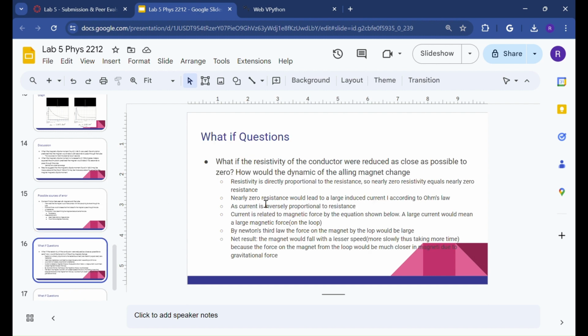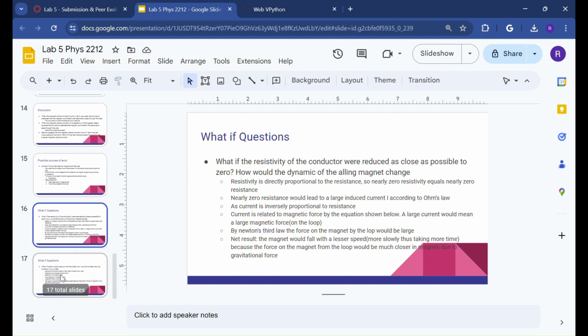What if questions? If the resistivity in the conductor is close to 0, how would the dynamics of the falling magnet change? Resistivity is directly proportional to resistance, so nearly 0 resistivity means nearly 0 resistance, which would lead to a large current, according to Ohm's law. As the current is related to magnetic force in the equation below, a large current would mean a larger magnetic force. By Newton's third law, the force on the magnet from the loop would be large, and as a result the magnet would fall more slowly, taking more time, because the force from the loop on the magnet would be much closer to the gravitational force.